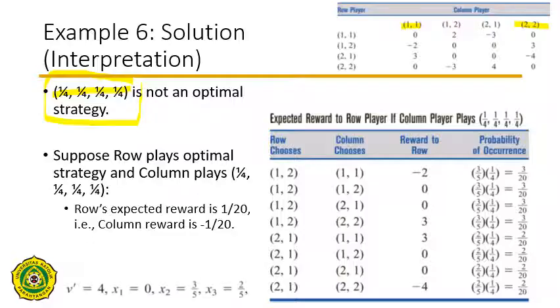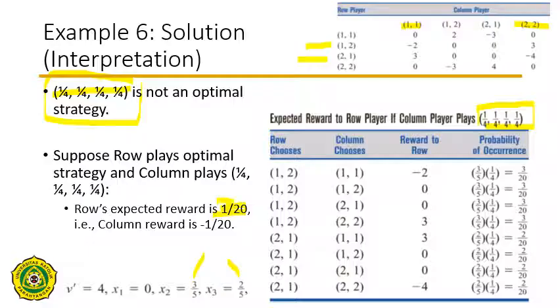Okay, so suppose the column player plays this kind of strategy and the row player plays the optimal strategy, which looks like this. So x2 equals 3 over 5, x3 equals 2 over 5. Second strategy, 3 over 5. Third strategy, 2 over 5. Okay, we are going to show that the row expected reward is 1 over 20. Again, it means that the row player will win just a little bit compared to the column player if the column plays this strategy. How can we compute this expected reward for the row player?